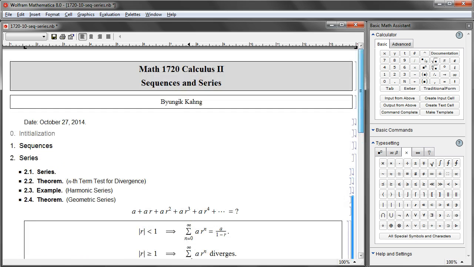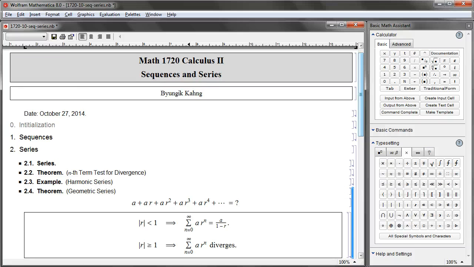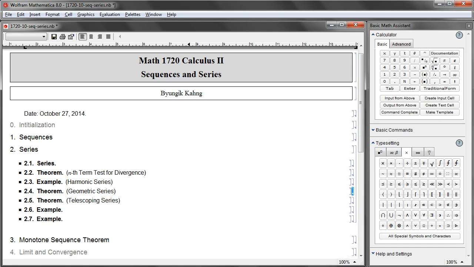Geometric series is a very important object, and the geometric series formula is very important. And it goes like this: a over 1 minus r when r is less than 1 in absolute value. When r is greater than or equal to 1 in absolute value, we must have a divergence due to the nth term test for divergence.